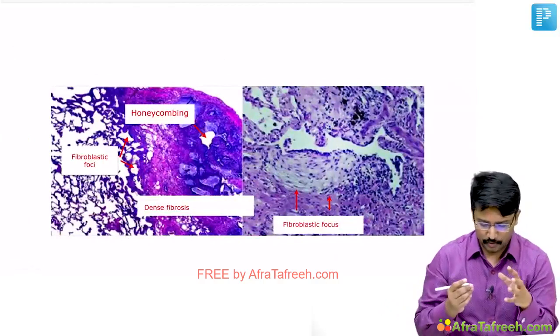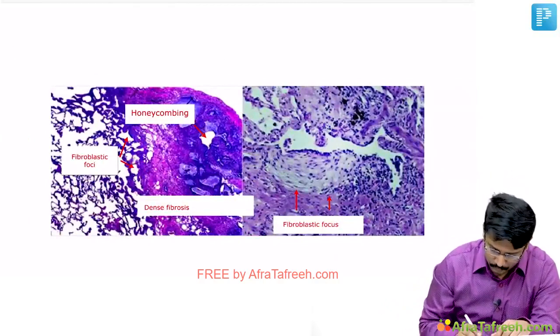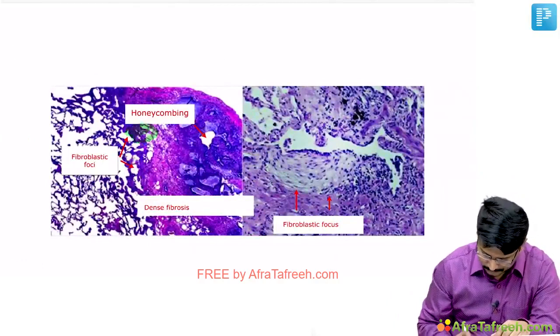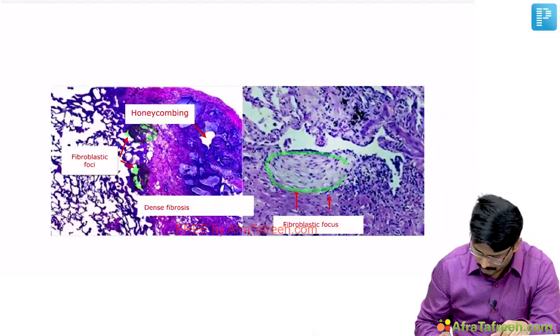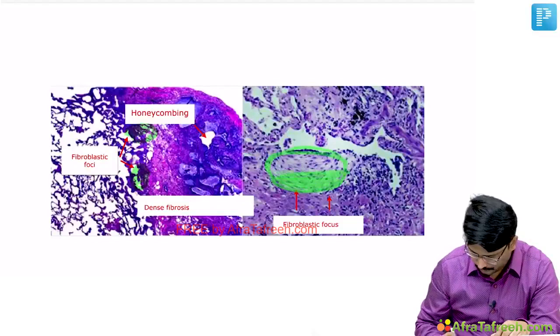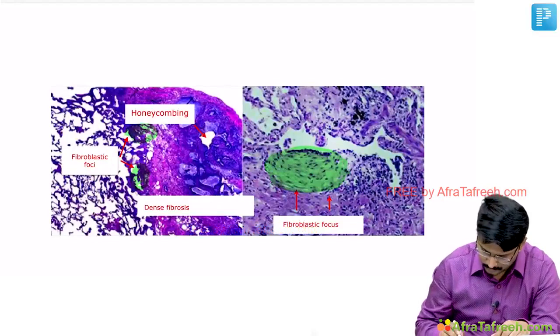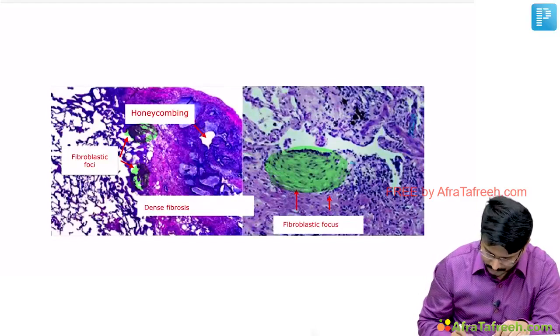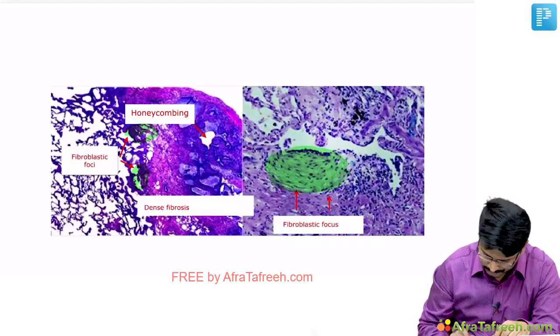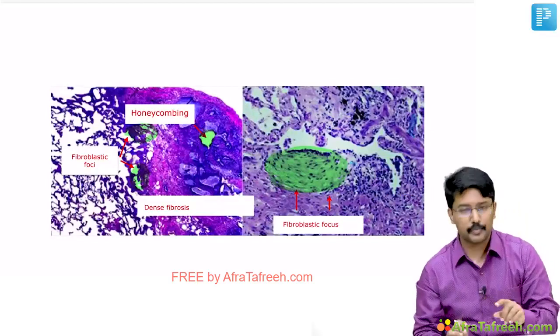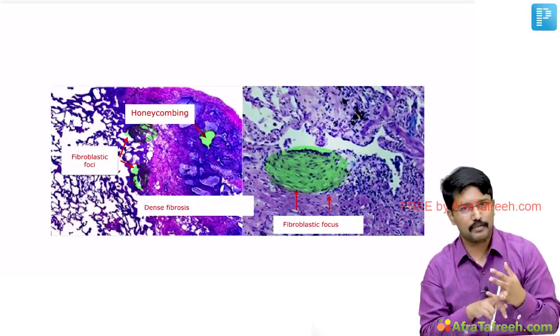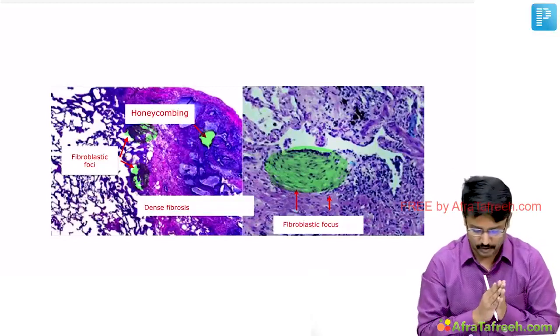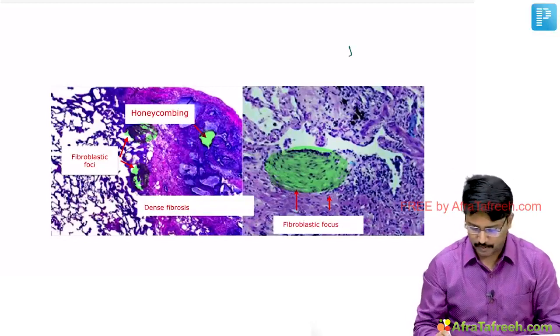The slide that you're seeing on your monitor right now shows a few fibroblastic foci here, and also dense fibrosis at different places and honeycombing change. To sum it up, honeycombing and fibroblastic foci which are at different ages of development are typical of IPF.